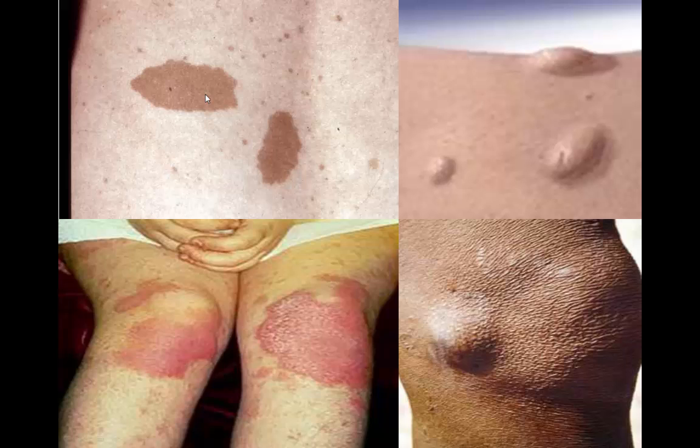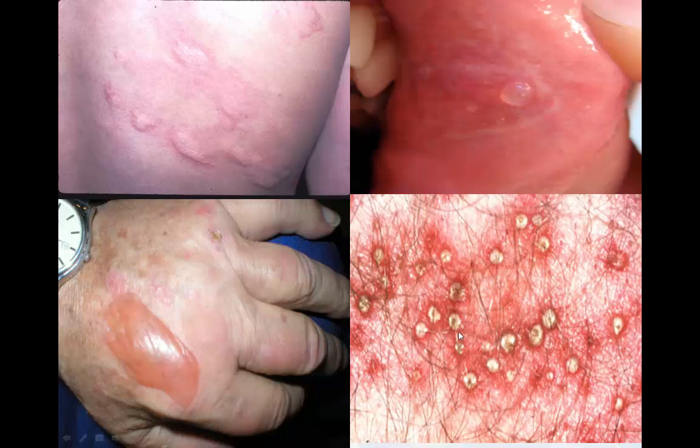This is a patch, because if you measure this, it's greater than 1 centimeter. This is a plaque, because it's raised. If you pass your fingers above the border or across the border of this erythema, it is raised. So this is a patch, this is a plaque, and these are nodules. They're very deep. They go into the dermis and the subcutaneous tissue. You have also hives, you have a blister, you have a pustule that has pus inside.